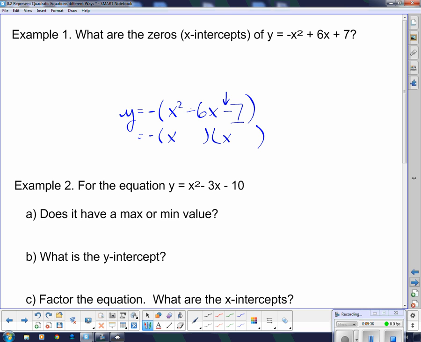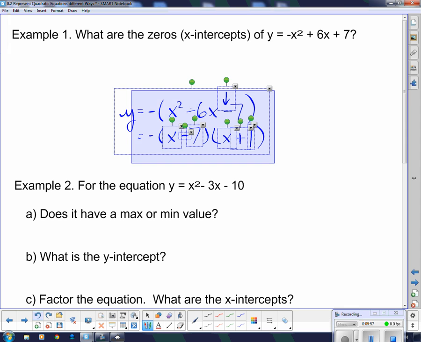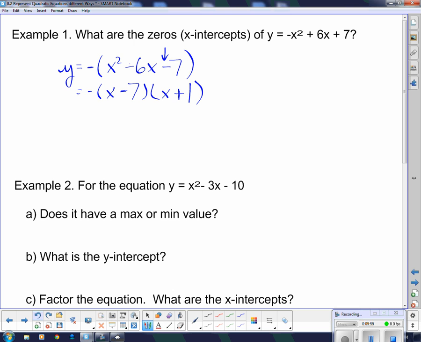So I'm looking for two things that multiply to 7 and have a difference of 6. And the only thing that multiplies to 7 is 7 and 1, and luckily it has a difference of 6. And this tells me I need more negatives, so I need the 7 to be negative and the 1 to be positive. Okay, now that I have it in factored form, it says, what are the x-intercepts?